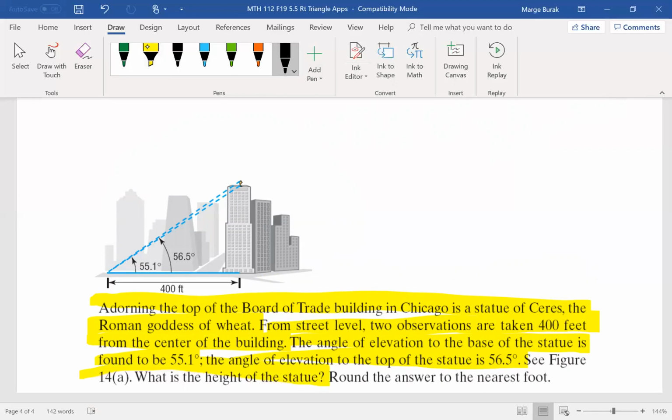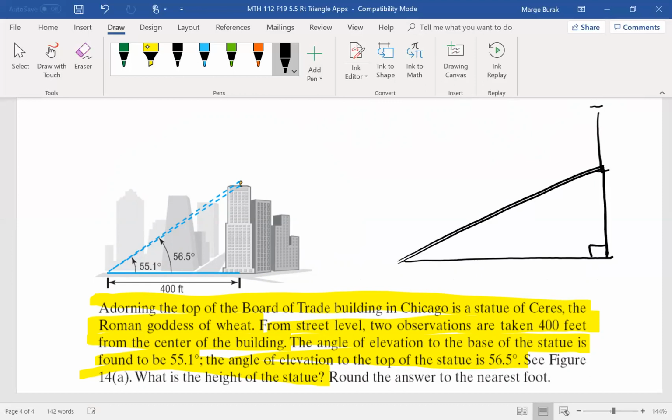Okay, so we've got 2 different triangles now. I'm going to take the statue and make it this little statue right here. I'm going to enlarge it. So to the top of the statue, to the bottom of the statue. So we've got 400 feet. And then to the bottom of the statue, so this one's 400 feet. To the bottom of the statue is 55.1 degrees.